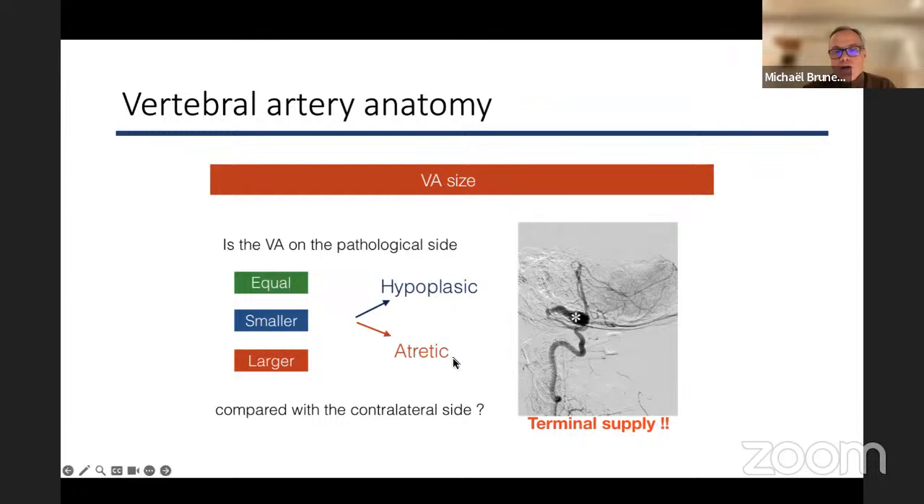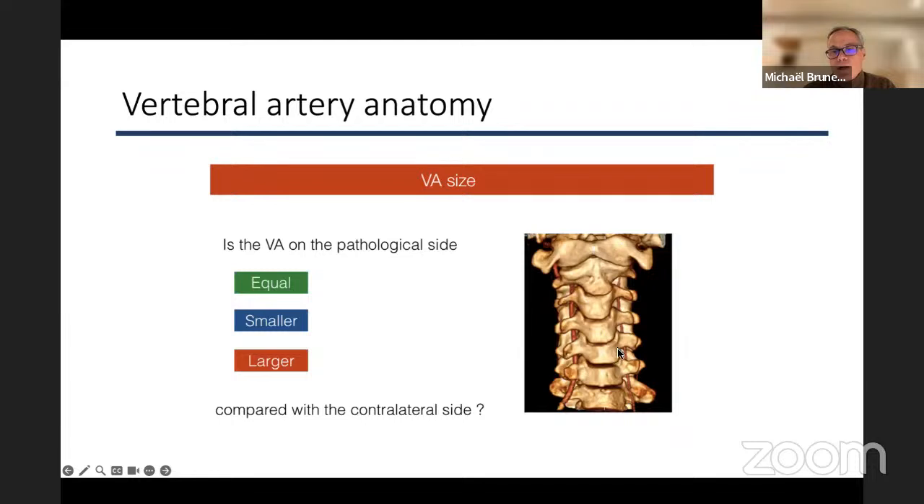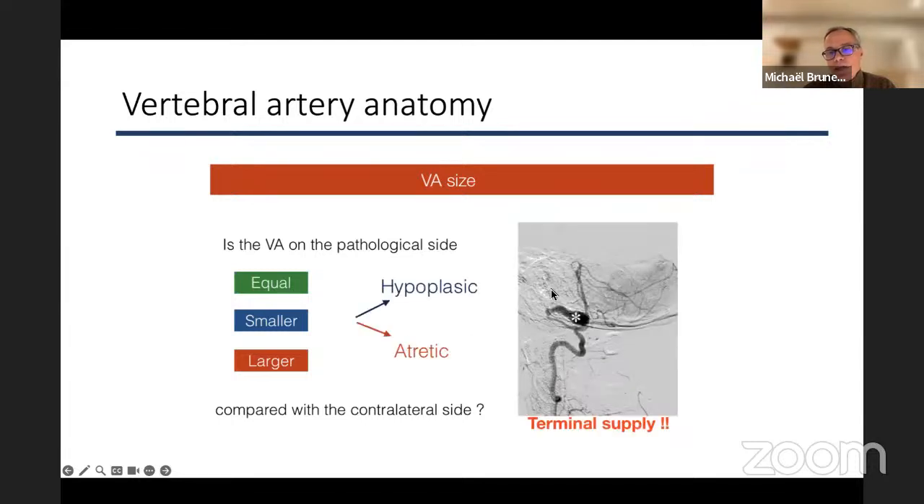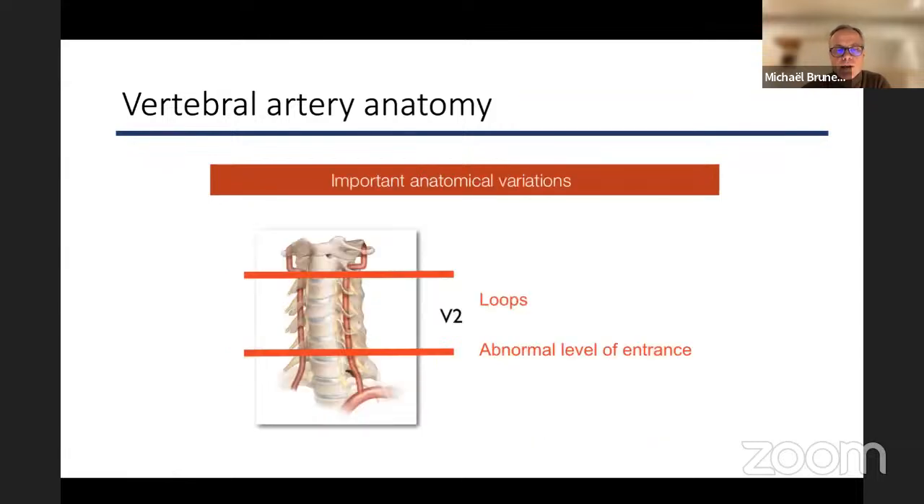It's not the case when you are exposing a small vertebral artery which is ending into a PICA. This situation is completely different. It is called an atretic vertebral artery. In case of an atretic vertebral artery, if there is a problem with the management of the artery, in case of injury or sacrifice during the surgery, you expose the patient to devastating consequences with stroke in the posterior fossa, because it's the territory of the PICA. So it's a terminal supply.